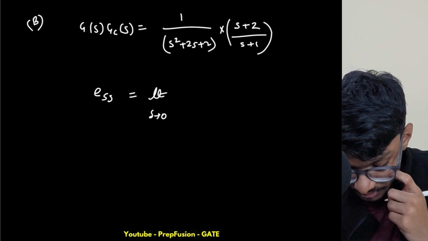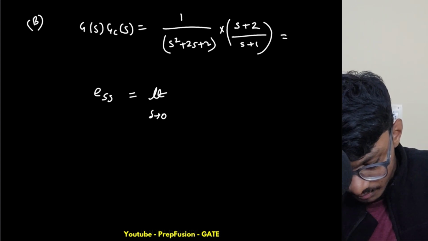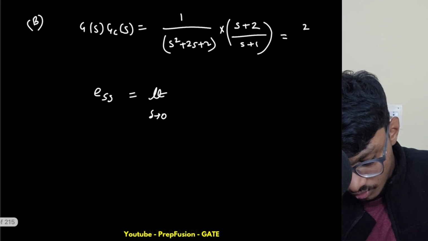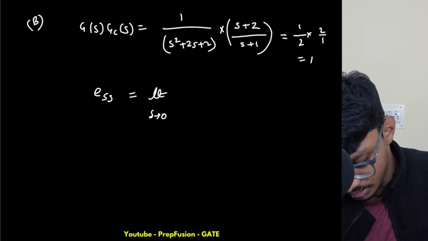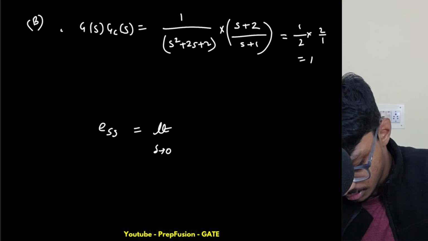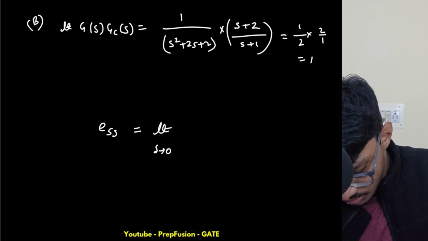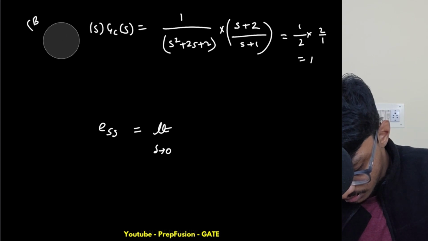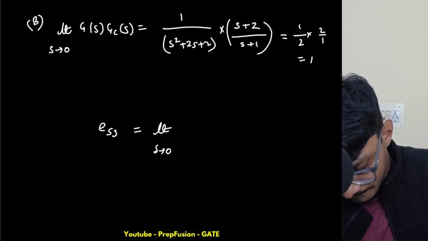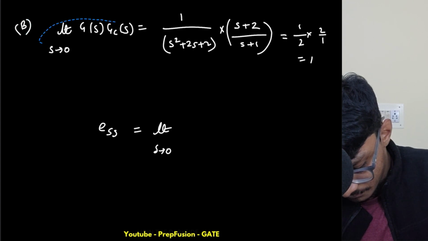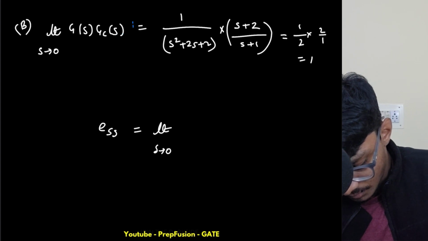So what if I make this s equal to 0, what will this become? This will become 1 upon 2 into 2 upon 1, so this one will become 1. So I should write this here actually, limit as s tends to 0.